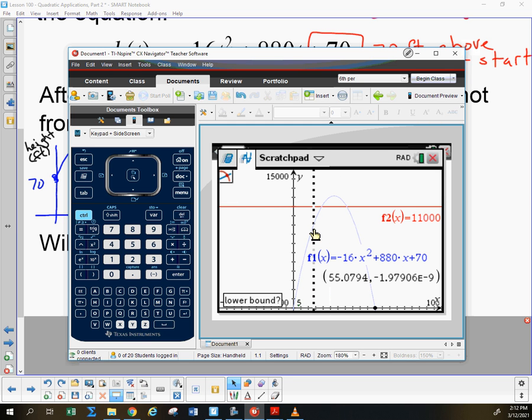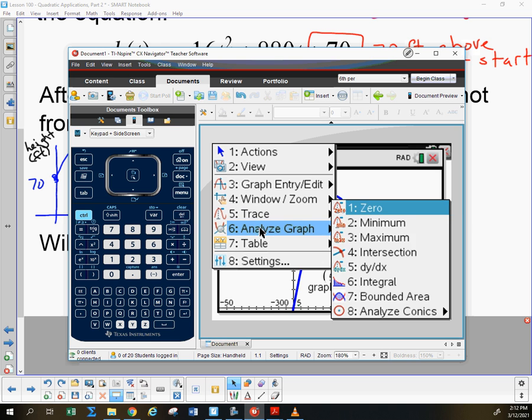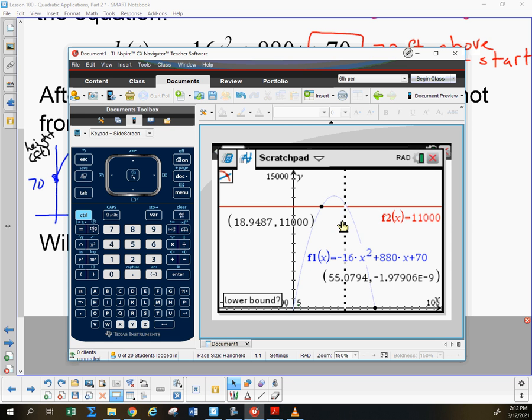So I'm going to go to the left and to the right, and this tells me it gets to 11,000, see that y-coordinate, at 18.949 seconds. Menu, analyze graph, intersection, left and right, and it hits 11,000 again, see the y coordinate, at 36.051 seconds on the way down.